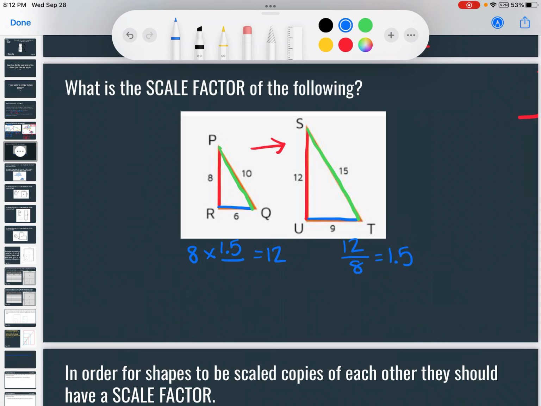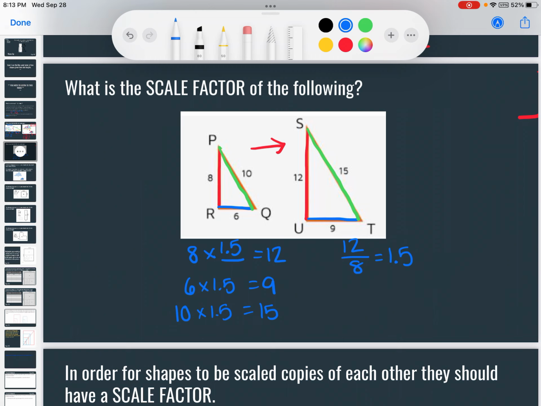Okay, so if I check my blue sides, 6 times 1.5, does that equal 9? Go ahead and type that in. 6 times 1.5, does that equal 9? And it sure does. And so now we'll check our green side. 10 times 1.5, does that equal 15? Go ahead and type that in. 10 times 1.5, and you should get, yep, that does give us 15.